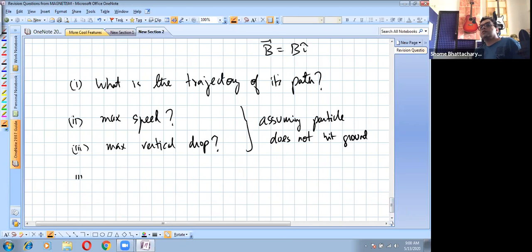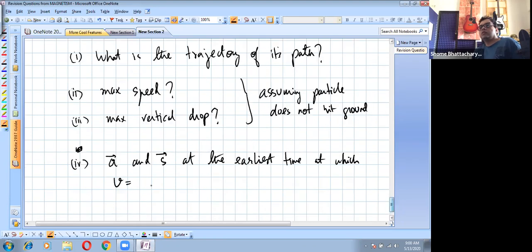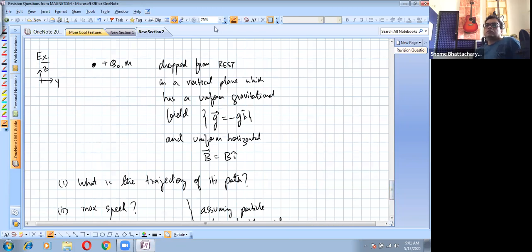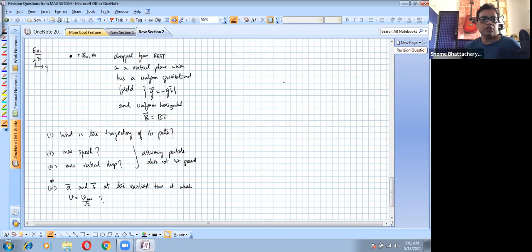And the fourth thing is find the acceleration vector and the displacement vector at the earliest time at which its speed is equal to its maximum speed divided by root. So just try this question out next.